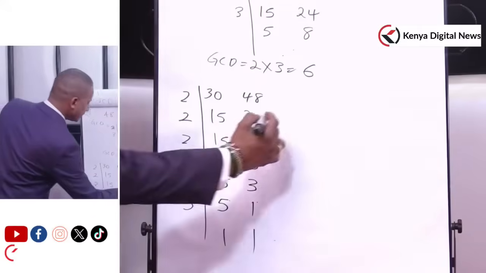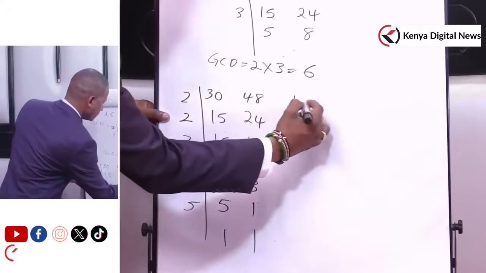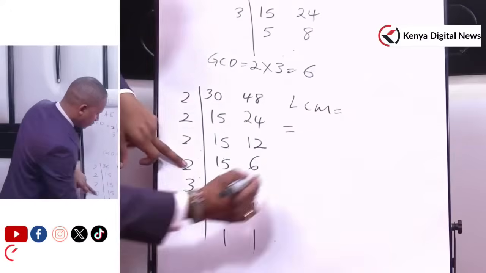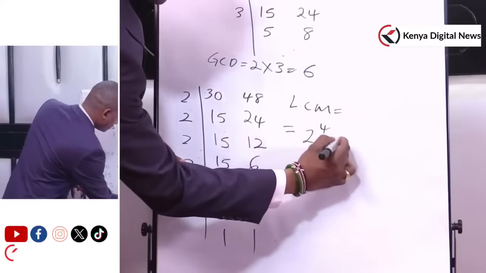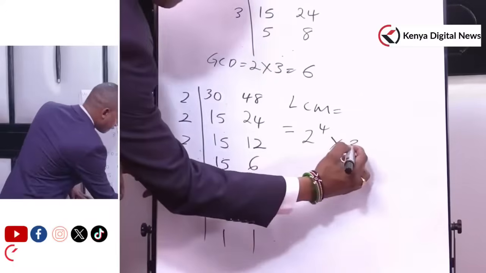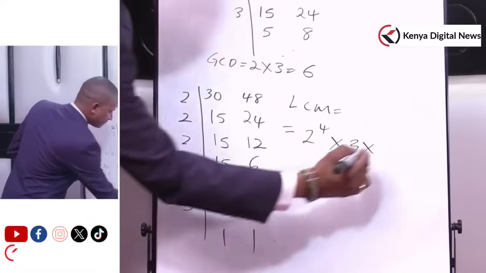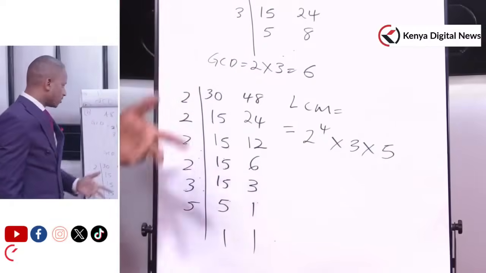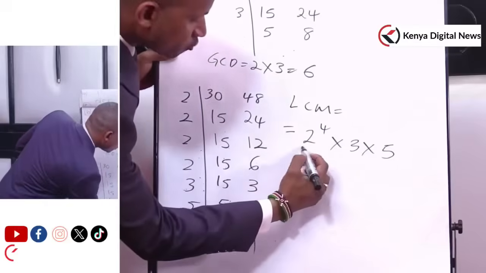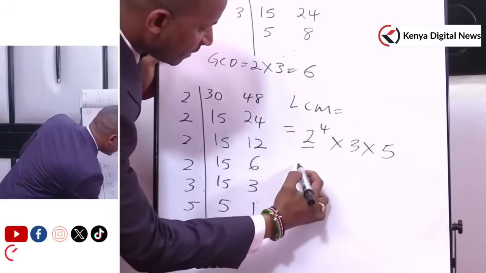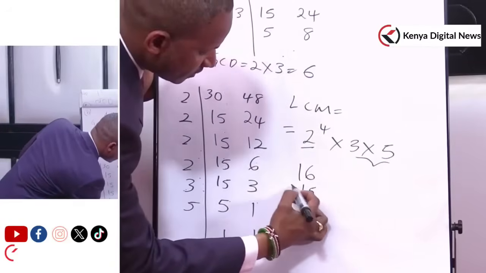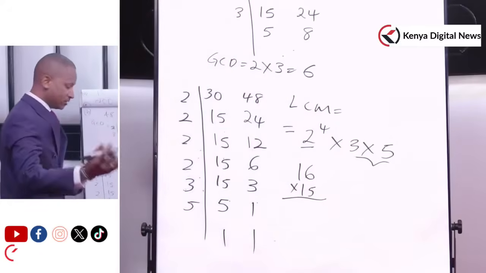So what is our LCM of this? LCM equals 2 raised to power 4 times 3 times 5. You can leave that answer in that form, or you can multiply. 2 raised to power 4 is 16, times 3 times 5 is 15. When you multiply these two, use a calculator.